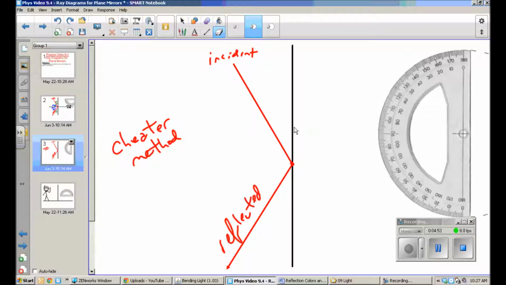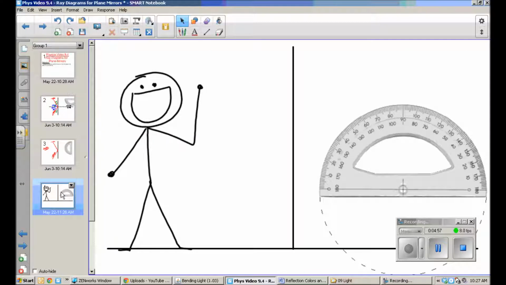All right? So what we're going to do now is use that same idea to find this dude's reflection. Okay? So here's what we're going to do. We are going to figure out where the image of different points on our dude is. In other words, suppose I want to find out where in the mirror the image of his hand is. Okay?